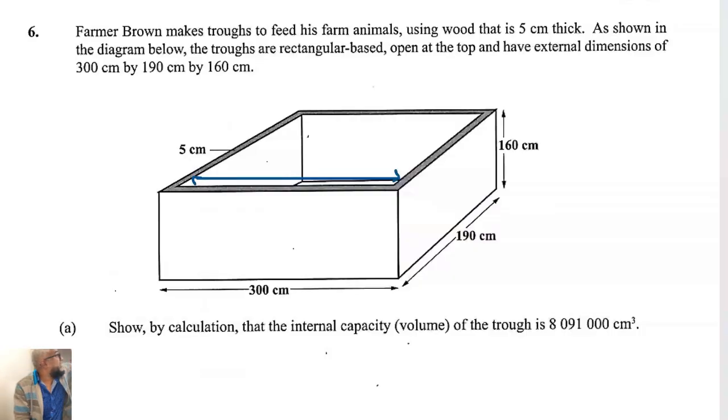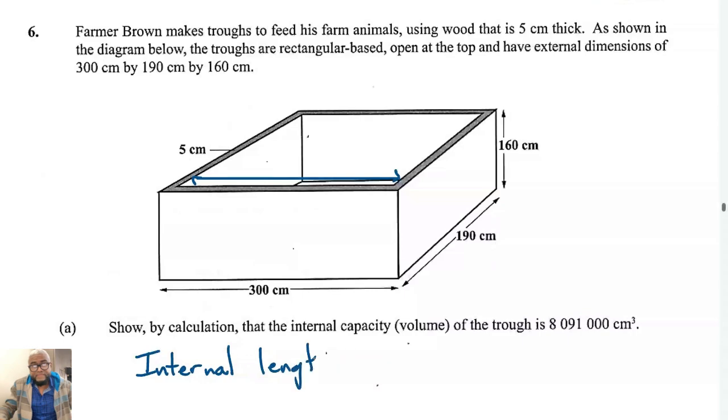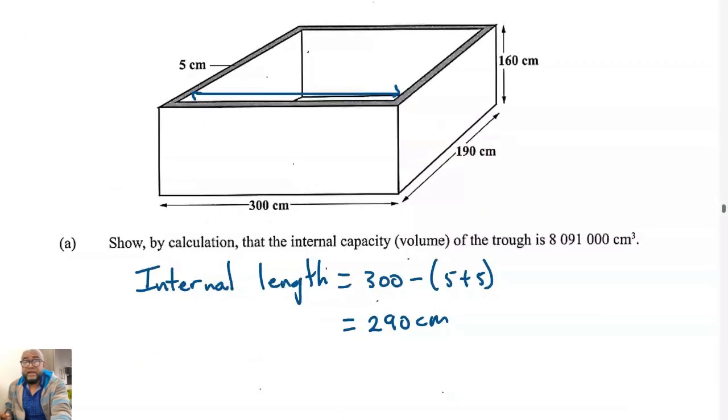Who sees why it's 290? So watch it. From here to here is 300, right? But we have a 5 centimeter piece on this side and a 5 centimeter piece on this side. So once you want that internal length, you have to minus the two 5 centimeter pieces. So this internal length would be equal to 300 minus 5 plus 5. I put 5 plus 5, so everybody knows where I get the 10 from, and you'll get 290 centimeters. Everybody good there?